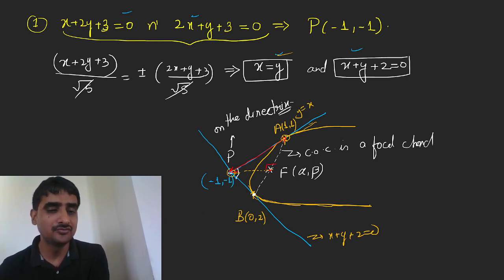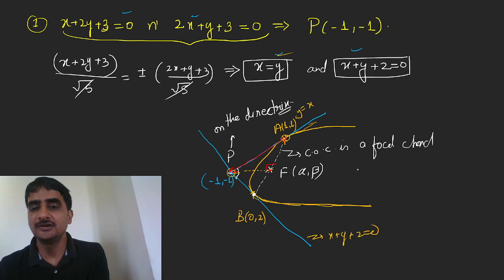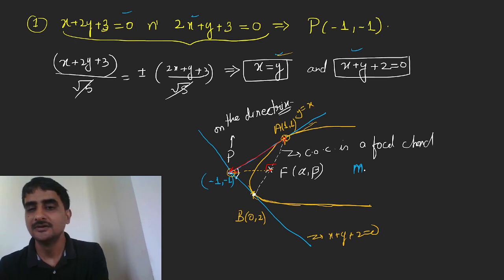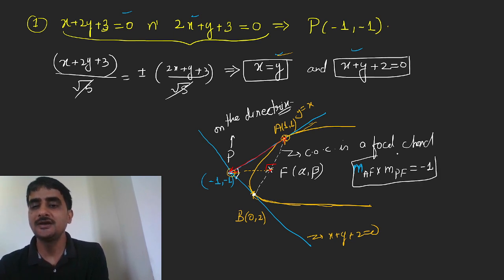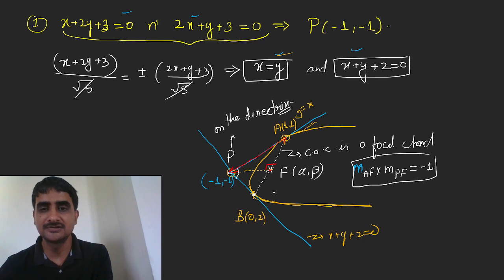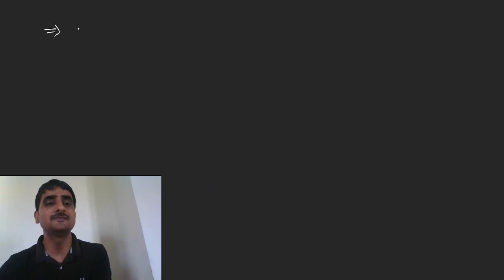Okay, so you have two relations here bachcho, which two? One is slope of AF into slope of PF is equal to -1, and F lies on the line AB. So let's do it quickly. So F lies on the line AB. AB is 2 minus 1 upon 0 minus 1.